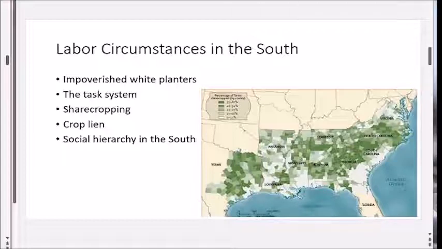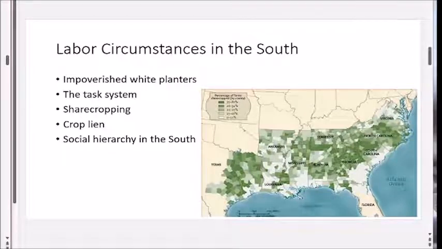And if you can't pay them back, guess what happens? You lose your land. Okay? And so you have a number of small white farmers who went into debt, they lost their lands, they couldn't pay back the loans, and then they become sharecroppers, right? So they're also stuck in that cycle of poverty. Okay? So this all leads to a new social hierarchy in the South.